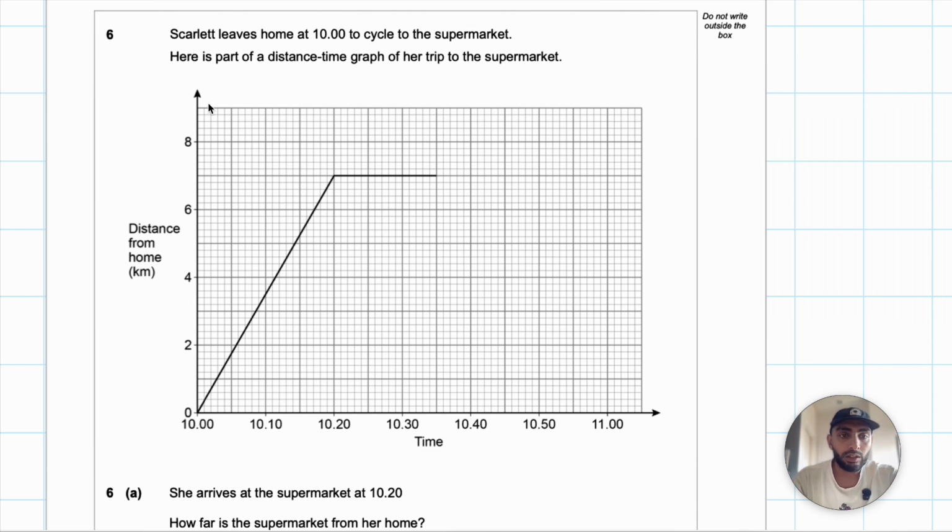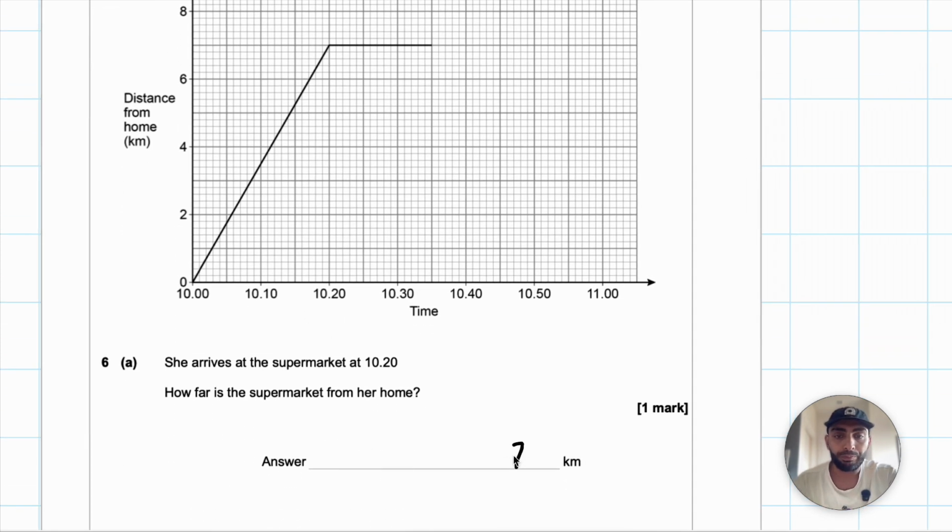So we've got the distance along the y-axis and we've got the time along the x-axis. She arrives at the supermarket at 10:20, which is over here. How far is the supermarket from her home? So we can read the y-axis to find the distance, and the distance would just be between 6 and 8. It's halfway between them, so it's going to be 7 kilometers.